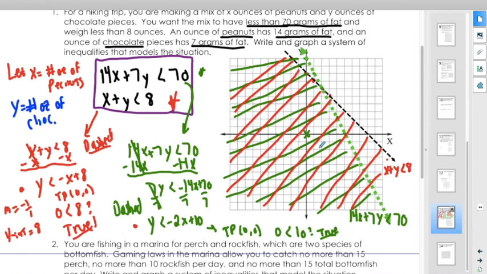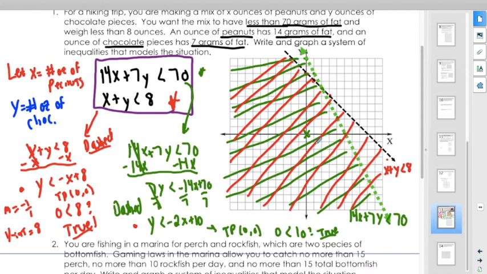Now, it wants us to write and graph a system of inequalities that models this situation. Think about what we're doing here. What does X represent? And what does Y represent? They both represent the number of ounces of peanuts. So think to yourself, would it make sense, this quadrant right here, this is all negative, right? Everything to the left of the Y axis, this vertical line, is negative. So we can't really have a negative number of peanuts.